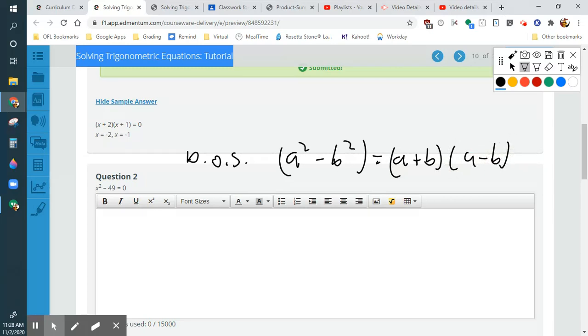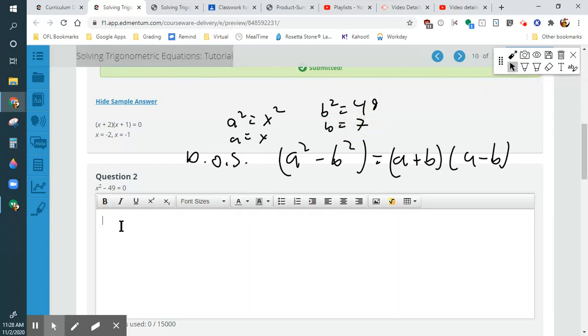This comes from the idea of a squared minus b squared is equal to a plus b, a minus b. So if we're looking at this, our a squared is x squared, so our a is equal to x. And our b squared is 49. Therefore, our b is equal to 7. So when we factor this out, we should get x plus 7 times x minus 7.